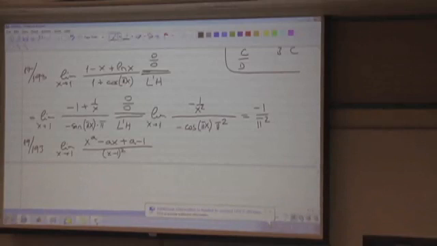1 over 0? It is 1 minus. Are you sure? What is the derivative of the numerator? 1 minus, a times x to the a minus 1 minus a, and everything else is 0. Right? So when you put in 1 for x, you get a times 1 minus a, which is 0.